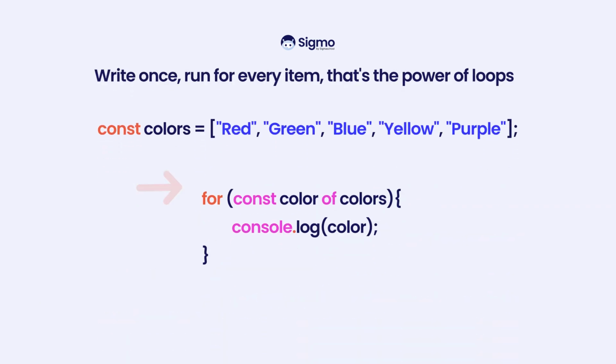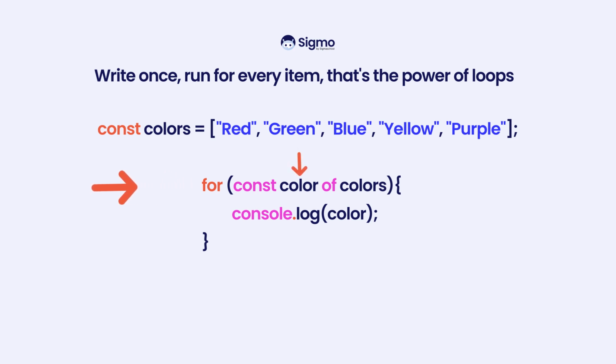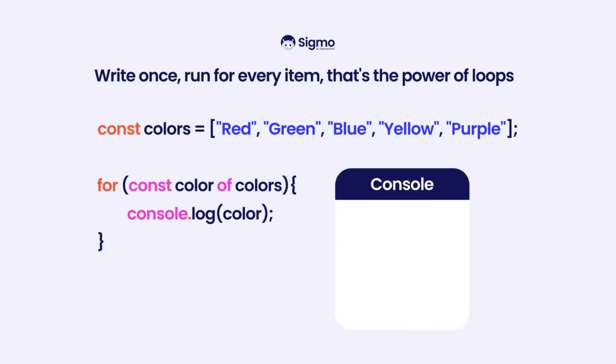So, to summarize, loops let you do the same thing to every item in a list without repeating your code. The for of loop is your go-to for arrays. Give the item a name, point it at your array, and let the loop do the work.